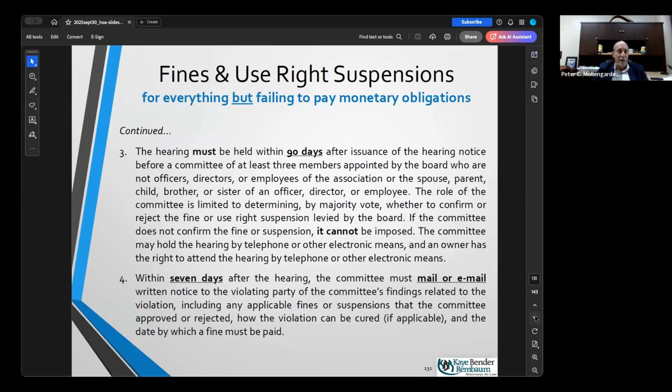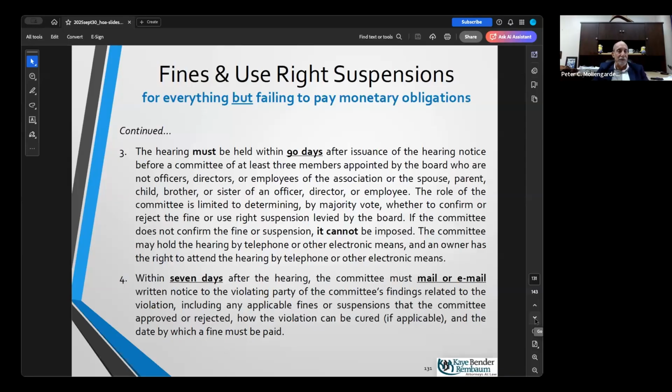The committee may hold the hearing by telephone or electronic means, and an owner has a right to attend by telephone or other electronic means. By the way, the committee can't change the fine. It can't change the suspension. It can only affirm it or reject it. So it doesn't impose a different fine or a different suspension. It's either thumbs up or thumbs down on what the board has imposed after the hearing.